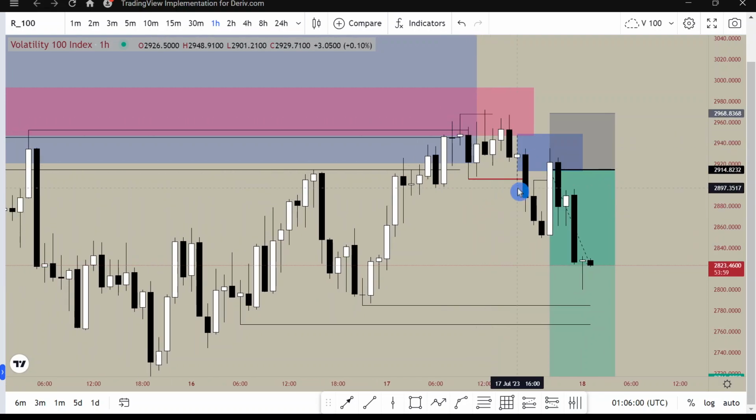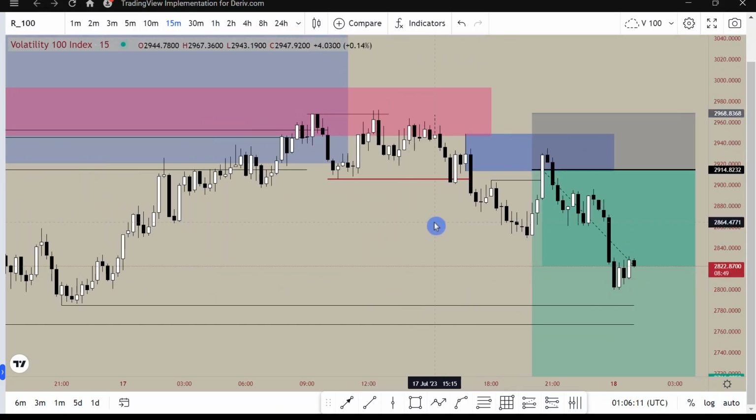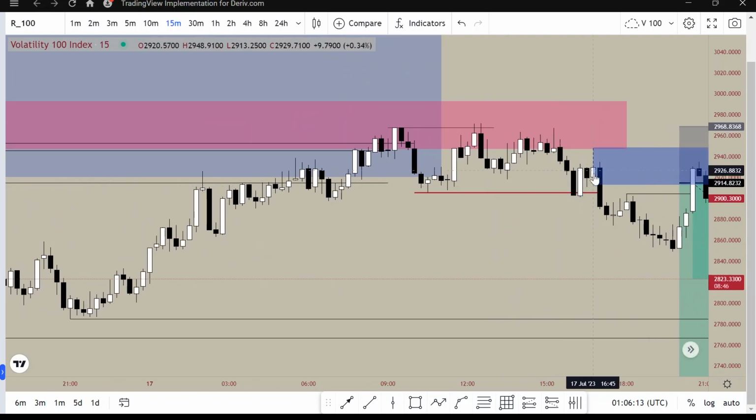So we have this supply zone on the 1 hour chart, which I refined on the 15 minutes. So let me quickly show you that in the 15 minutes. So going down to the 15 minutes, this is the 1 hour supply zone that I refined.